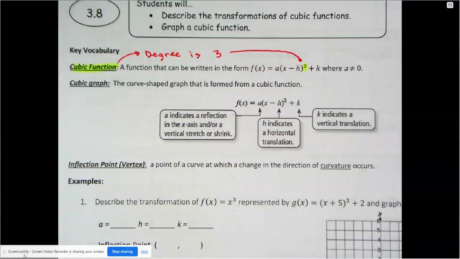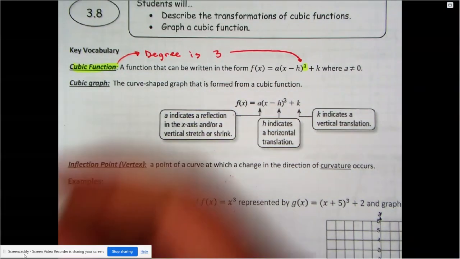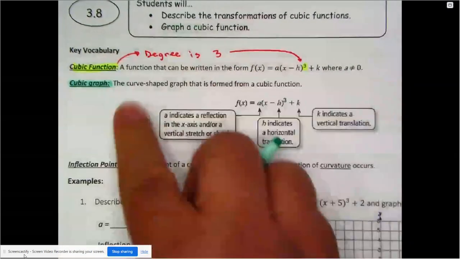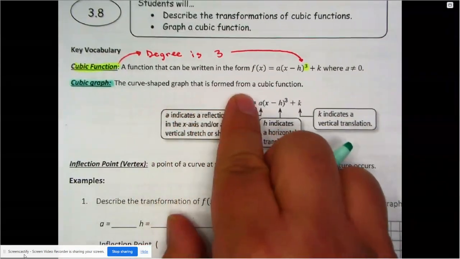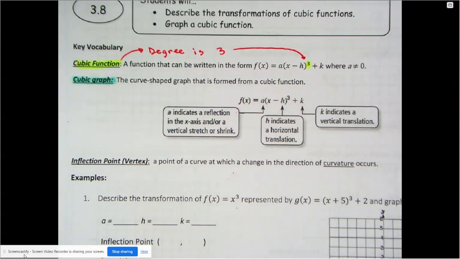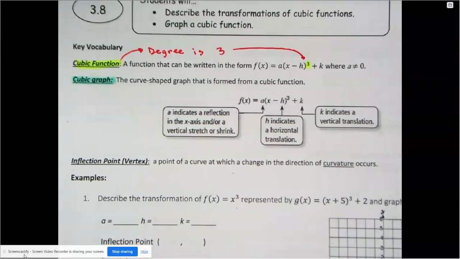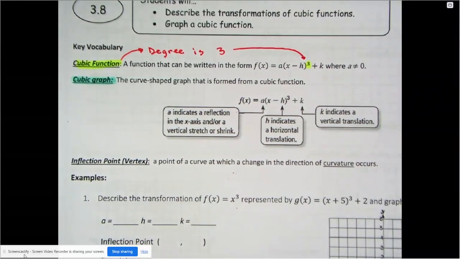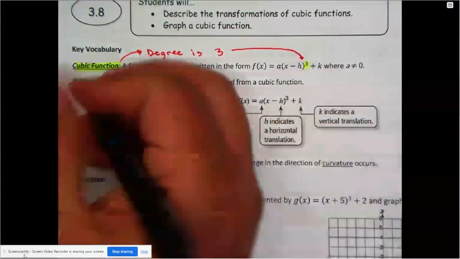Now, of course, we've already talked about A, we've talked about H, we talked about K in the past. Well, guess what? Here it is again. So when we're looking at a cubic graph, a curve-shaped graph that is formed from a cubic function. All right, well, it doesn't tell us too much, but I do want to mention, and so here we're going to draw a little graph for ourselves. A cubic graph looking like this.